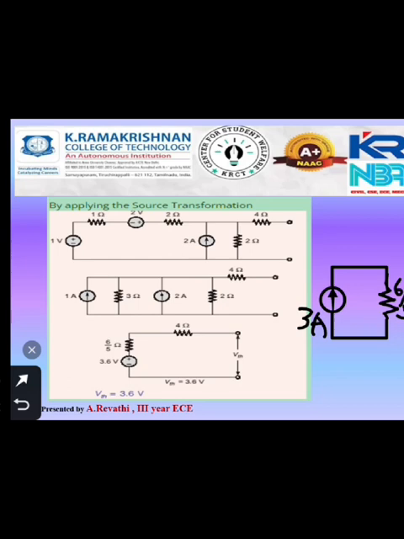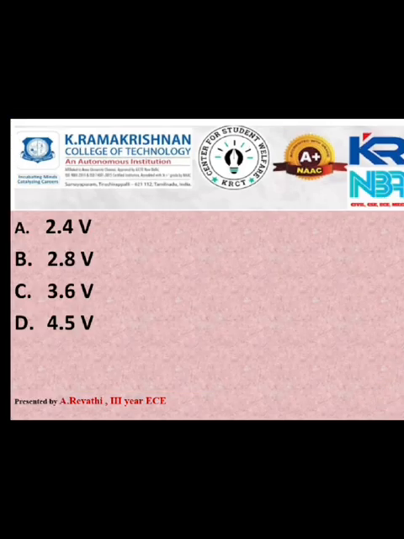This is the final circuit where we are going to find out the Thevenin's voltage. In this final circuit, two terminals are open. So, no current flows through 6 by 5 ohm resistance and 4 ohm resistance. Hence, the total voltage is same as V in, that is 3.6 volts. And the correct answer is 3.6 volts.